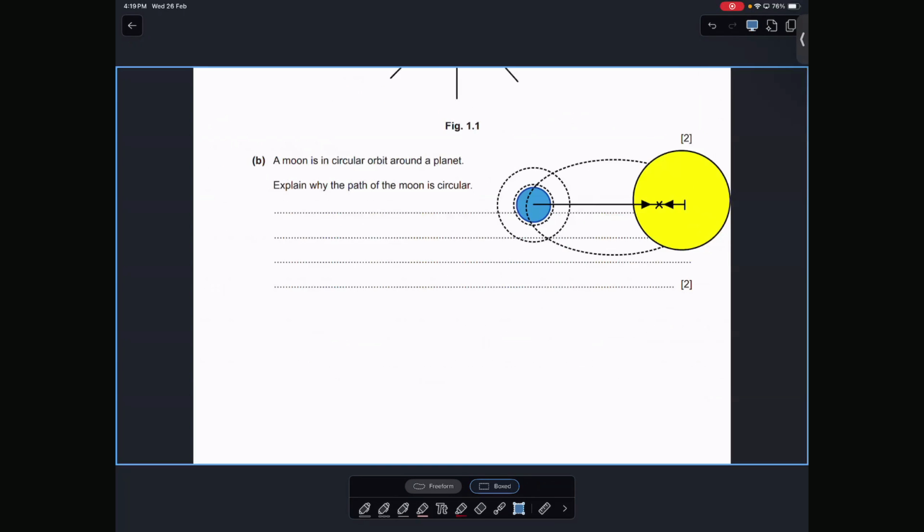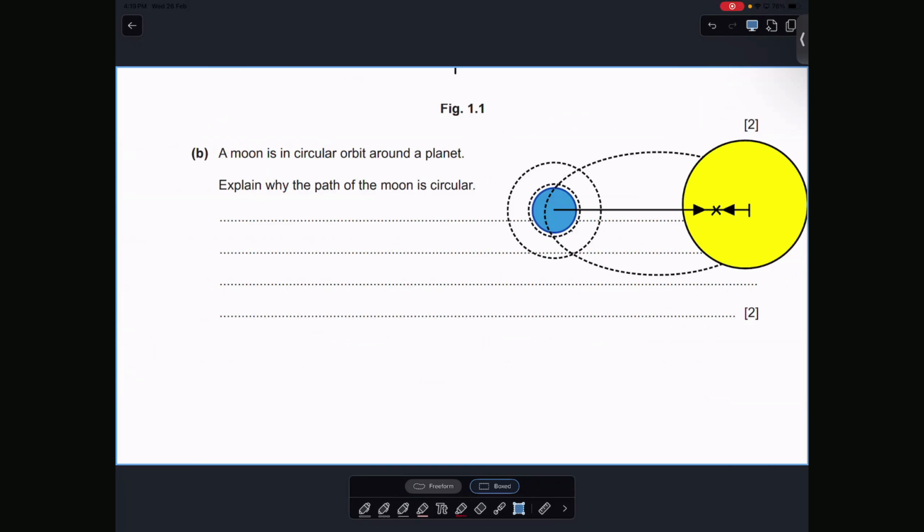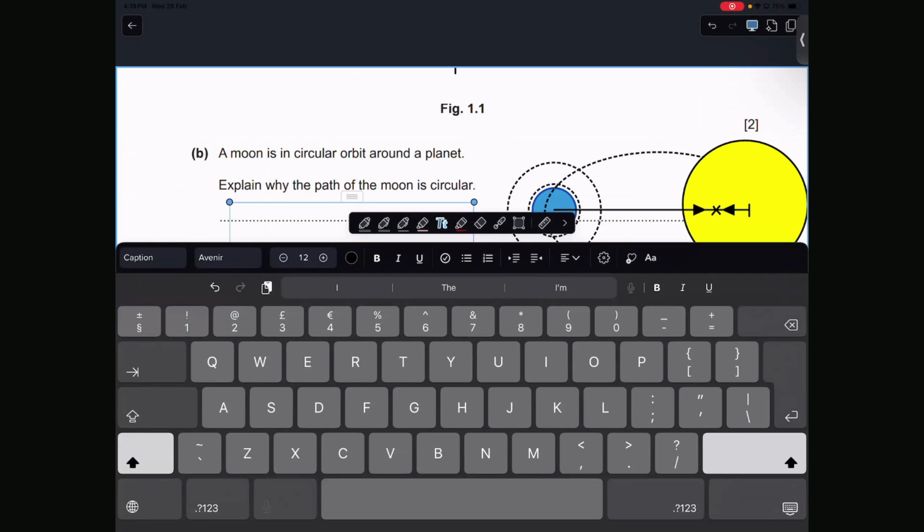Okay. Right. So এখানে লাগবে না, here the Earth is barely moving because of the moon. Okay. So explain why the path of the moon is circular. What's the answer going to be?